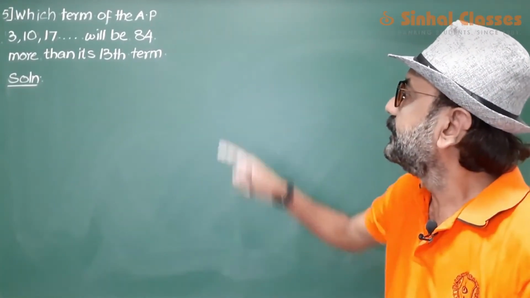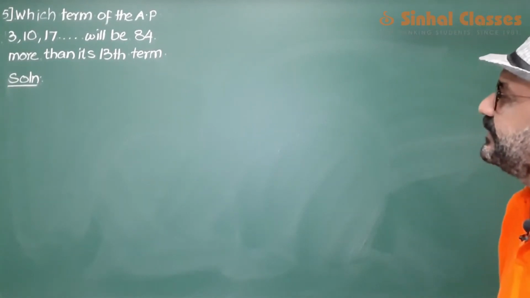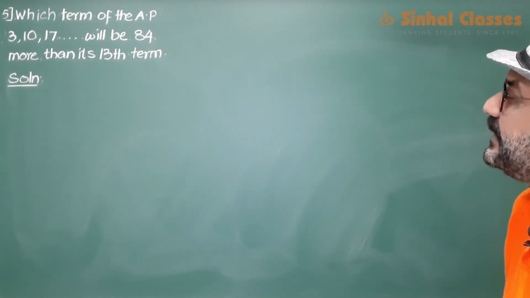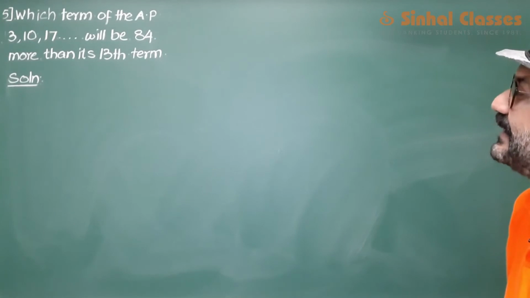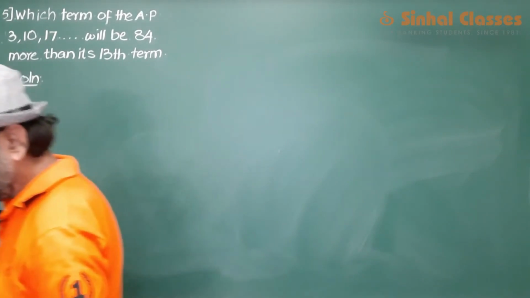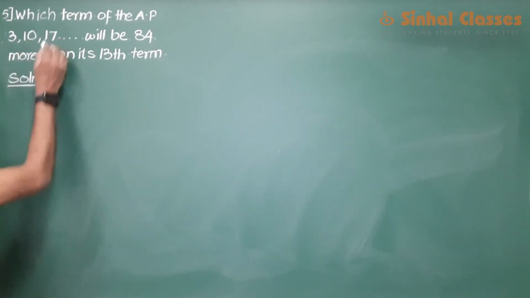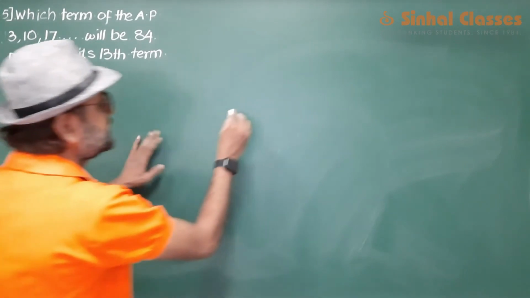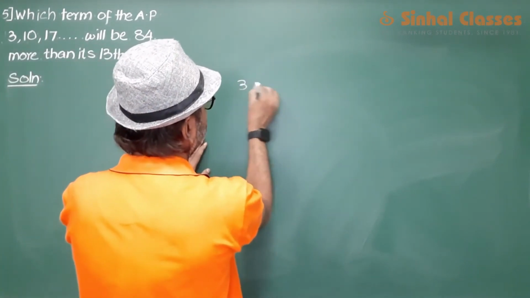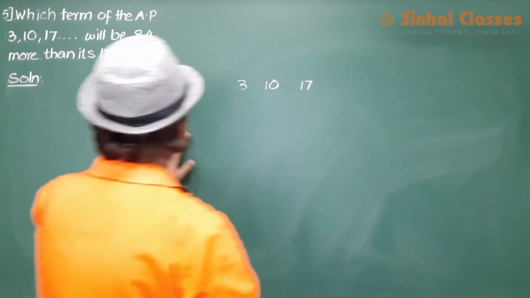Now, which term of an AP 3, 10, 17 will be 84 more than its 13th term? Now, you need to understand the question very slowly. Which term of an AP this? Now, suppose this is our AP 3, 10, 17.